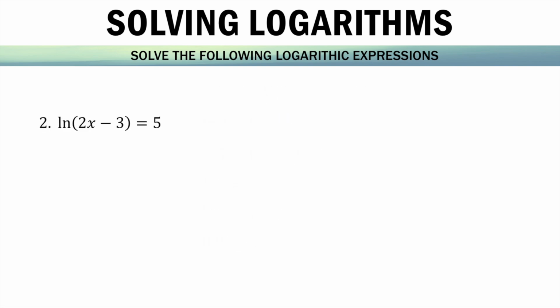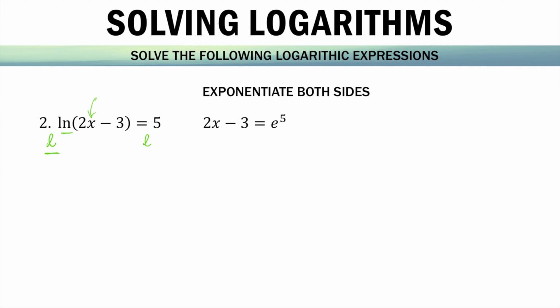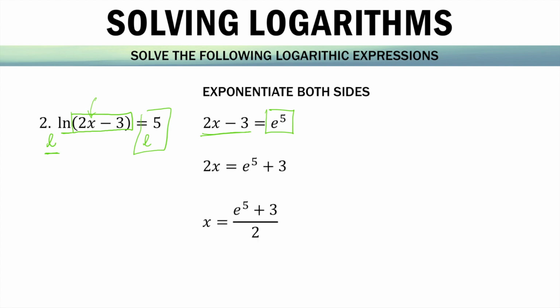Right, now what happens if x is stuck here inside the natural log? Well, what we do is exponentiate both sides. So each side of this equation becomes an exponent of e. That's called exponentiating both sides. And because e and the natural log are inverses of one another, what's left is just what's inside the natural log. So 2x minus 3 equals e to the 5th. And we can add 3 to both sides and divide by 2.